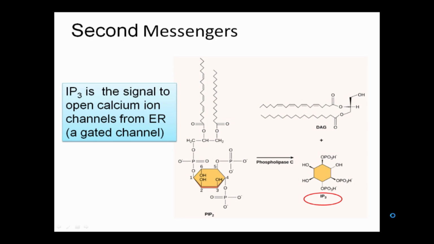Another second messenger that plays an important role is going to be IP3. This is going to be the signal that is going to open calcium ion channels in the ER, which is going to be a gated channel. This is also going to be activated by a G protein.